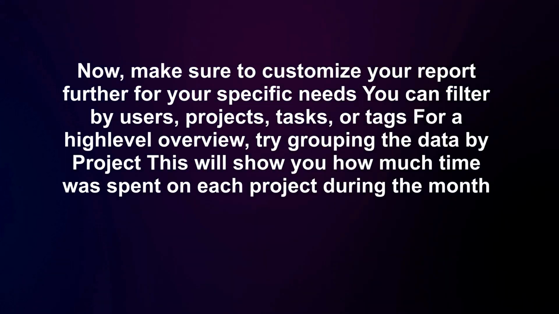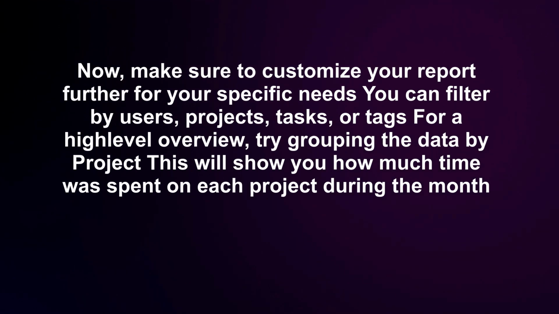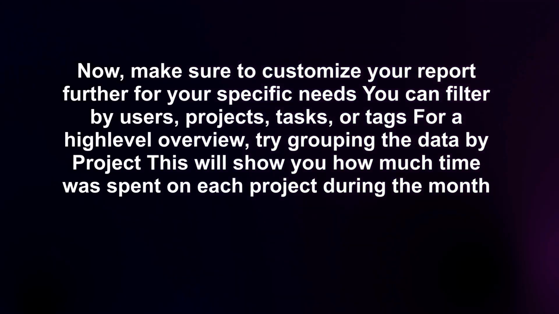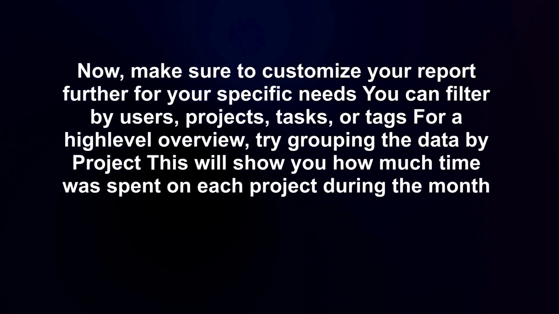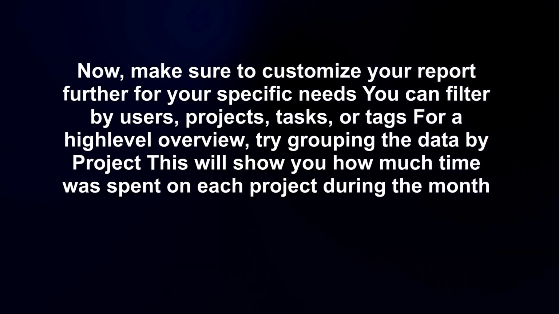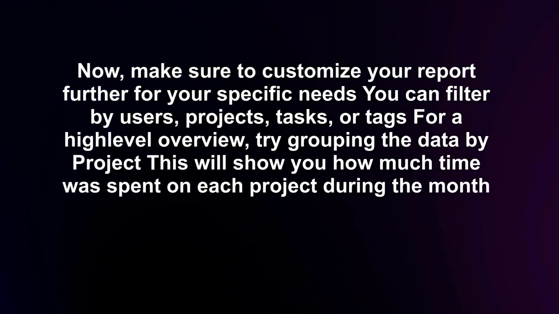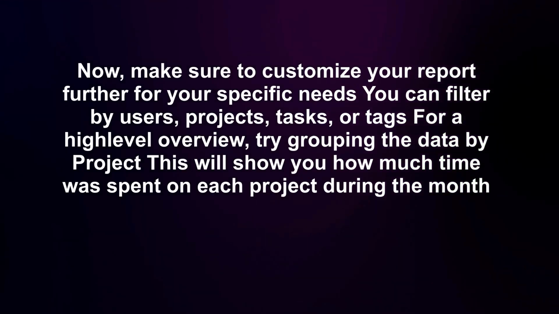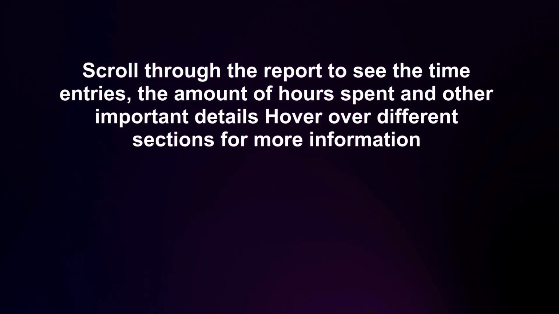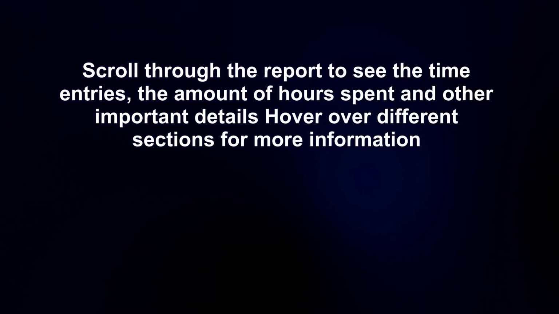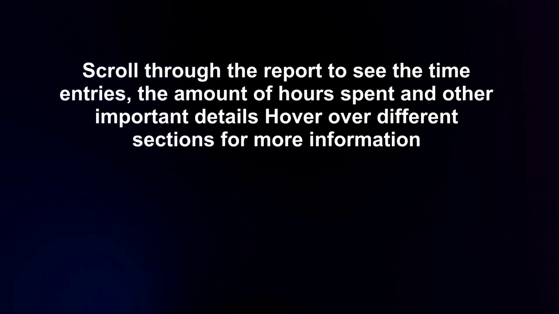Now, make sure to customize your report further for your specific needs. You can filter by users, projects, tasks, or tags for a high-level overview. Try grouping the data by project. This will show you how much time was spent on each project during the month. Scroll through the report to see the time entries, the amount of hours spent, and other important details. Hover over different sections for more information.